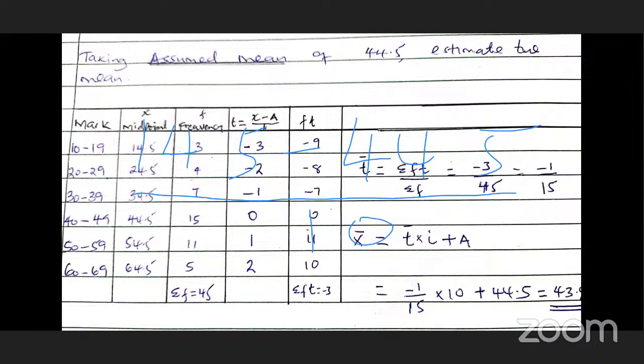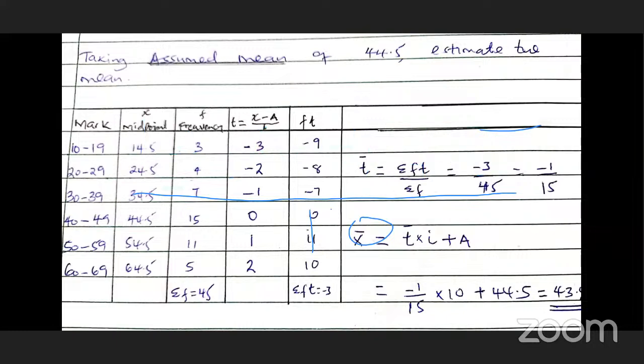Now, what is the difference in our numerator? 14.5 minus 44.5, what do you get? Negative 30. So negative 30, then you divide by the class weight. The class weight is 10. What do you get? Negative 3. Now that is the negative 3 I had put on the column T in the first class. We've said X, which is 14.5, minus the assumed mean, which is 44.5. Then you divide that by the class weight. You get negative 3.